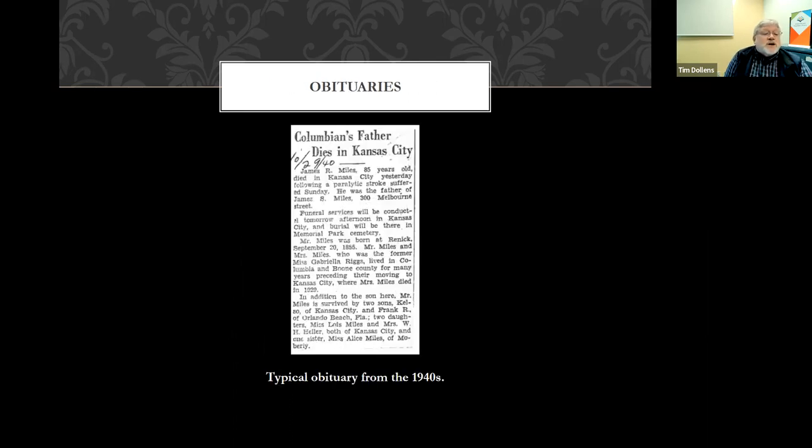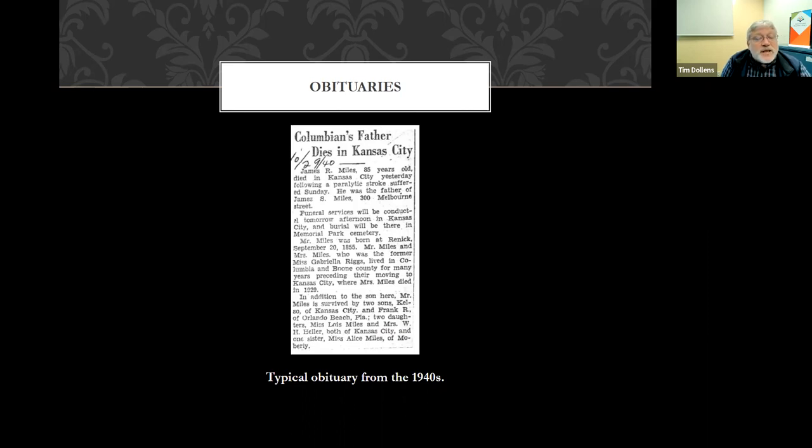Obituaries are the next one I'm going to talk about. Now, this is a typical obituary of the 1940s. Because of the Depression, paper was more scarce, and obituaries were also becoming normalized as a regular feature of a paper, because people were expecting them. You're going to get basically the name of the person who died, residency, what they died of, where the funeral is, and then they talk about when born, parents and survivors, etc.